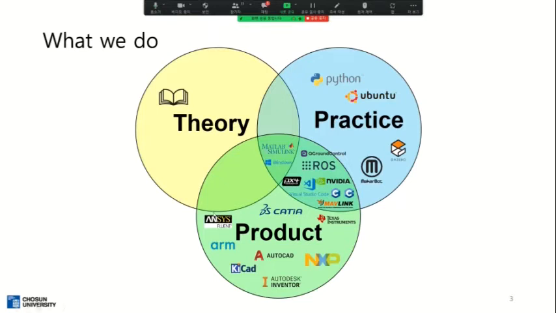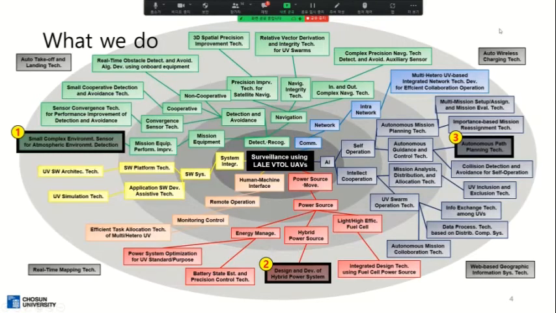As you see in the product category, there is some software which you might not be familiar with. However, I want to emphasize that if you study this area in your graduate school program, it will be very helpful when you go into a company or start your own startup, because only theoretical work and practice work do not result in a real product, which will affect people around the world. So this is what we do.